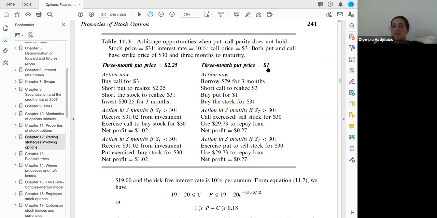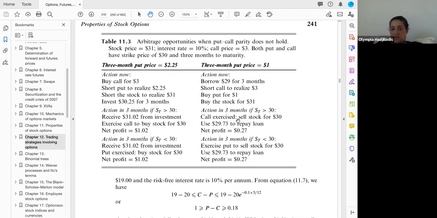If the 3-month put price is $1, then what you do now is borrow $29 for 3 months, short the call to realize $3, buy the put for $1, and buy the stock for $31. So the $29 is enough to set up this portfolio: 31 plus 1 minus 3 makes 29. You borrow the $29 and that's enough for you to short the call, buy the put, and buy the stock.